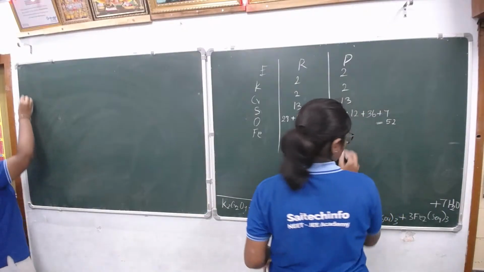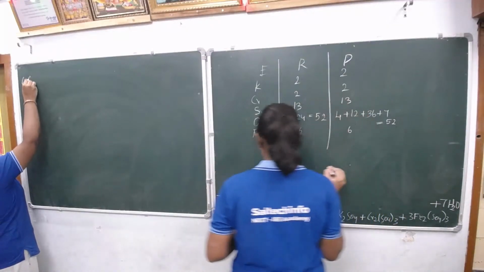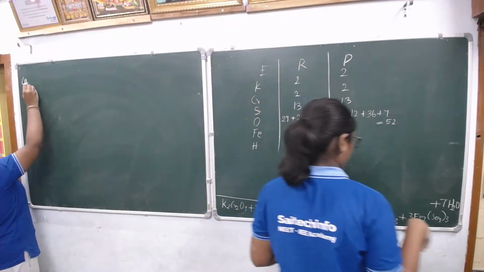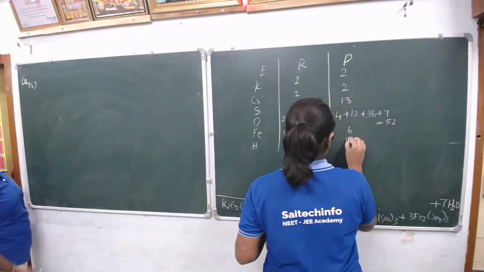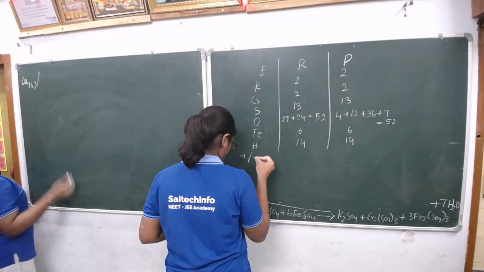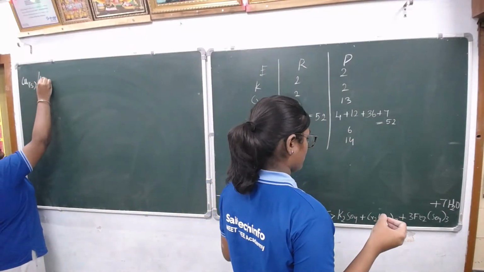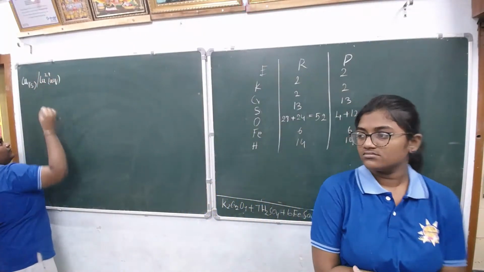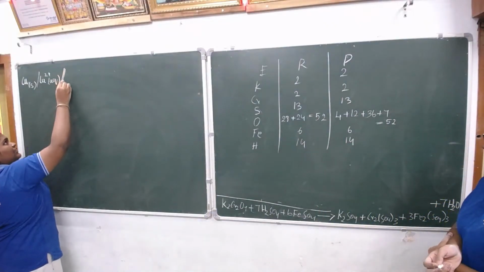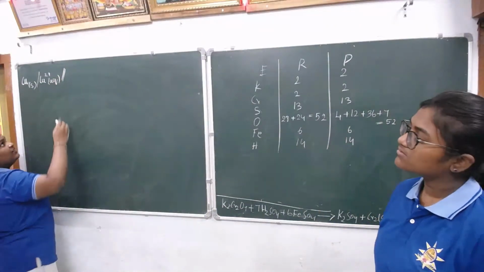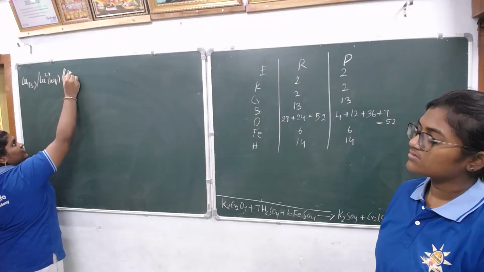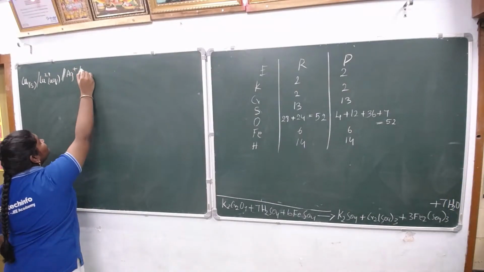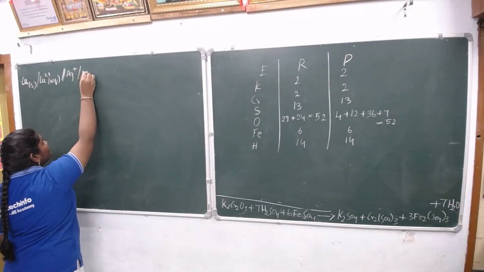Copper electrode, Cu, put Cu, solid. Put it in the bracket as the subscript. Solid, slash, Cu2+ aqueous (aq), double slash, Ag+, slash, Ag, within bracket.